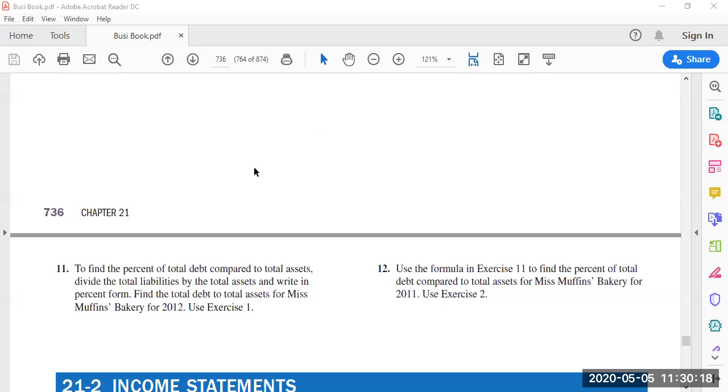Okay, so that is the first part of this chapter on balance sheet.